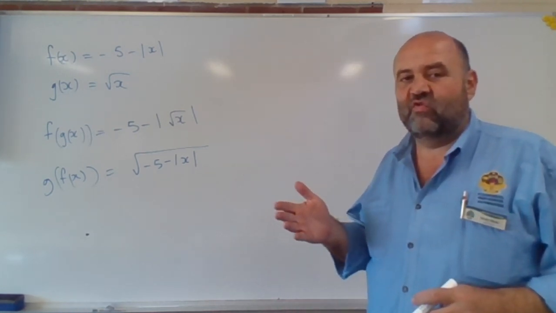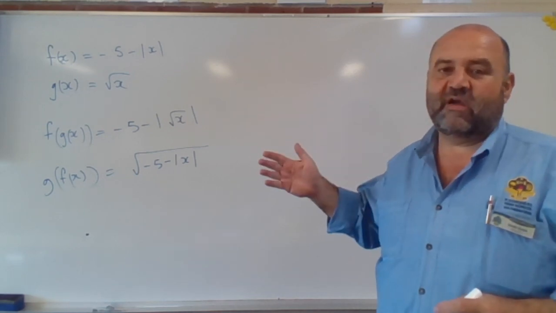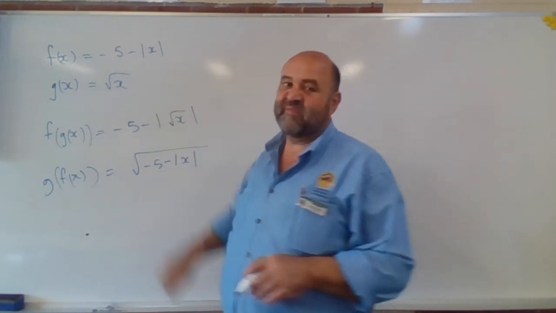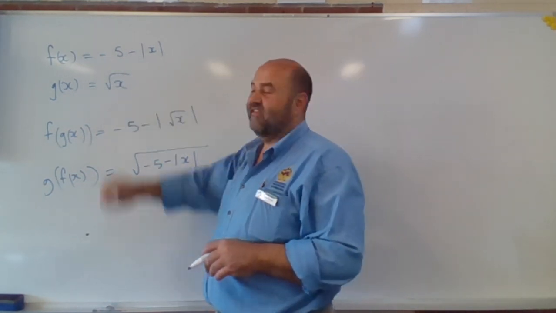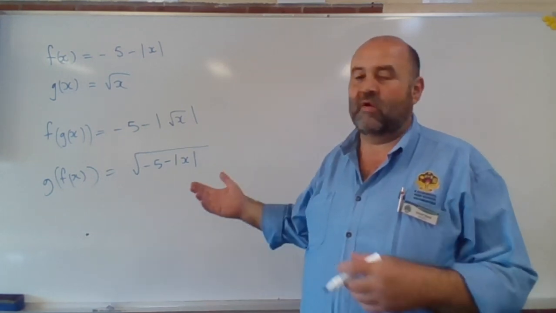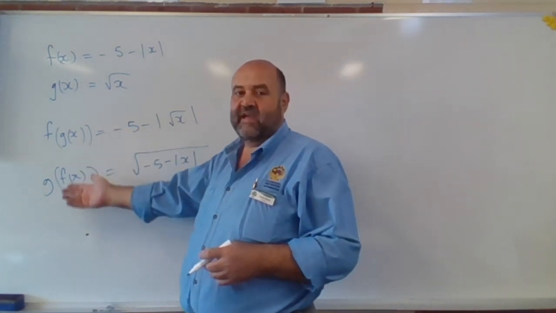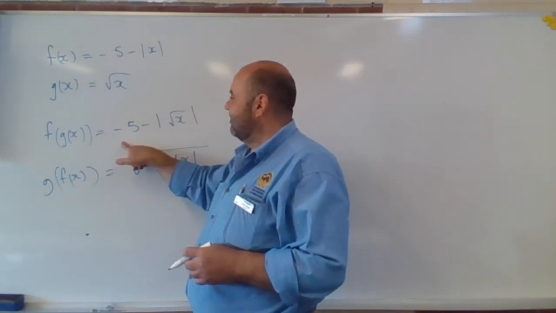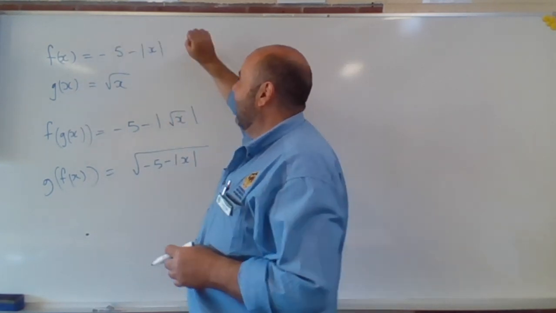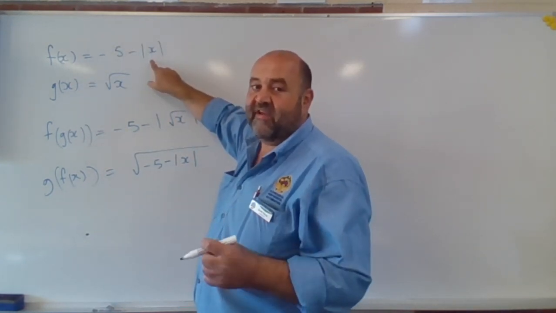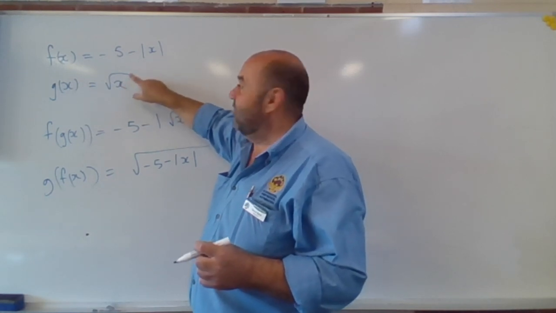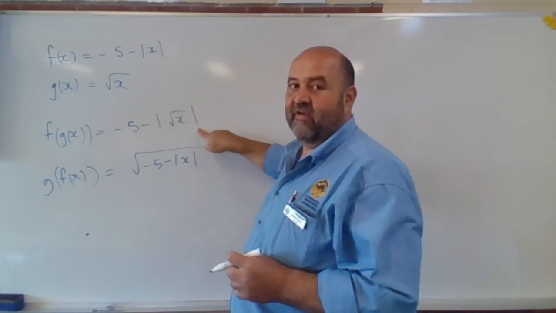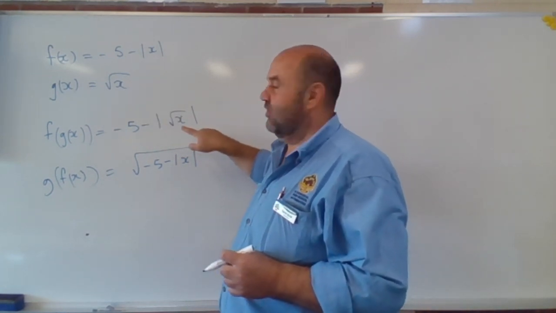So he gave these two particular functions, and then we've composed those functions. We'll give f of x as -5 minus the absolute value of x, and g of x is the square root of x. So I'm looking at f of g of x and g of f of x. f of g of x means that in f of x, everywhere I see an x, I replace it with g of x. So g of x is the square root of x. So in f of x, I want to replace that with the square root of x. So that's what that looks like: -5 minus the absolute value of the square root of x.